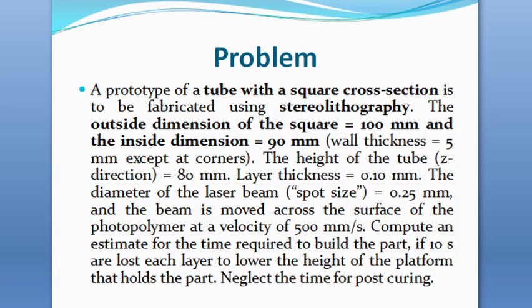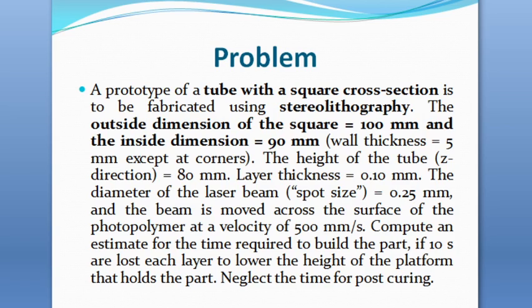A prototype of a tube with a square cross section is to be fabricated using the SLA process. The outside dimension of the square is 100 mm and the inside dimension is 90 mm. Wall thickness is 5 mm except at corners. The height of the tube in the Z direction is 80 mm. Each layer thickness is 0.1 mm.